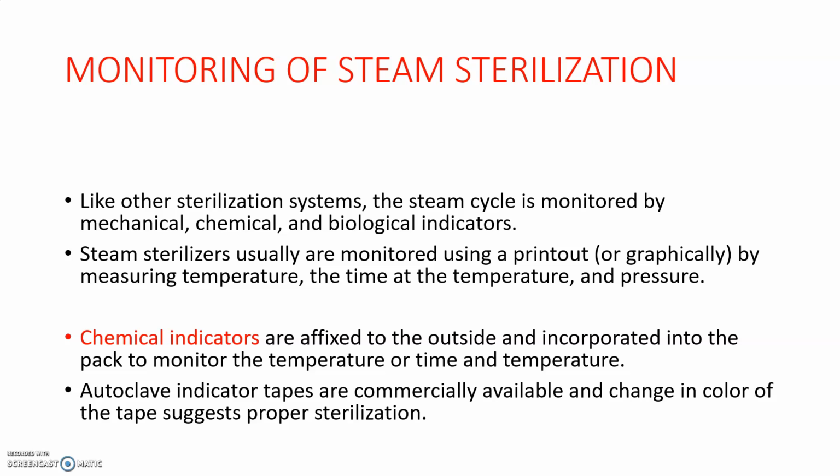Next is about monitoring of steam sterilization. Like other sterilization systems, the steam cycle is monitored by mechanical and biological indicators. In the hot air oven yesterday we discussed the different types of indicators, biological and chemical indicators. Steam sterilizers are usually monitored using a printout or graphically by measuring the temperature, the time at the temperature and also the pressure of the steam sterilizer. Chemical indicators are affixed to the outside and incorporated into the pack to monitor the temperature or time and temperature.